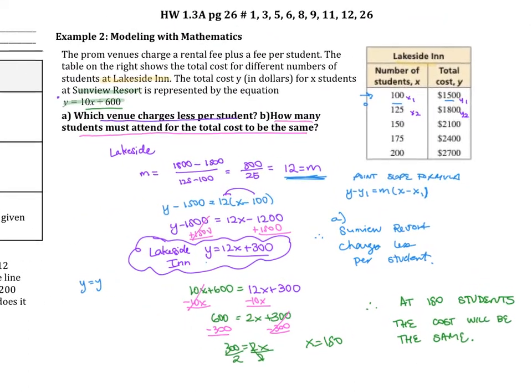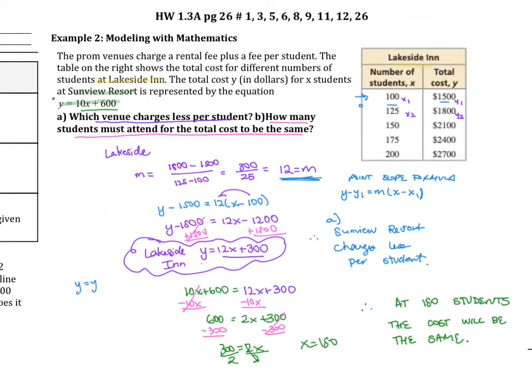This is kind of a real life problem. If you're really trying to choose a prom venue and you have, say, 150 students, then maybe you want to be number one. Maybe this is Lakeside, called that because it's by a lake, or maybe Sunview Resort has some other nice amenities that you want to use. Knowing this would help you with what decision to make. And then maybe it's cost, and so you choose a different one because of that.